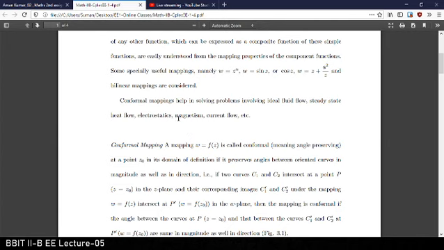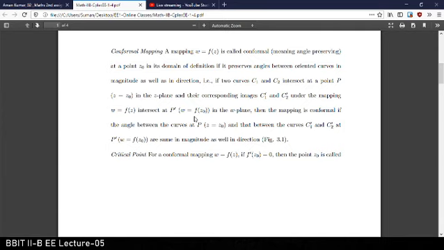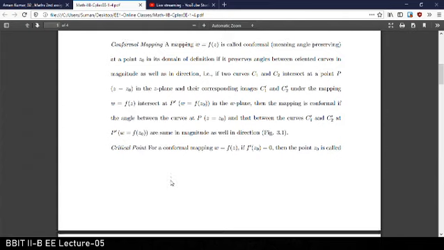So conformal mapping, why is it useful? Conformal mapping means always we transform one domain to another domain. Here I will show you how the domains are getting changed. First of all, what is conformal mapping? It is a mapping which preserves angle, right? That means at a point z0 in its domain, it preserves the angle between two originating curves, as it is shown here.